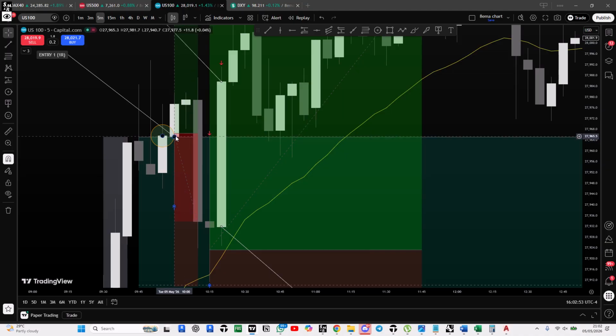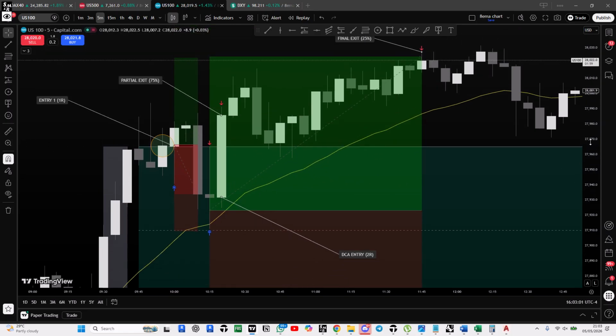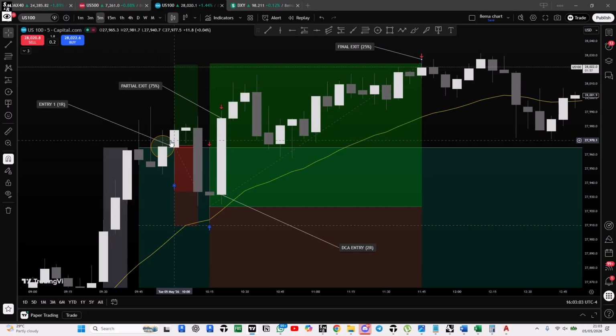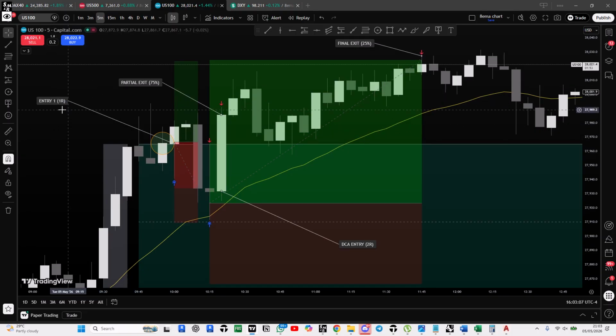So I entered on this candle. As you can see, my execution is this blue dot here on this candle. And I want to show you what happened. So this was my first entry with my risk. So 1R is my risk. I use R to just codify it. Depending on what percentage you want to risk per trade, if it's 1%, if it's 0.5%, if it's 2%, if it's 5%, whatever it is, I used 1R to enter.